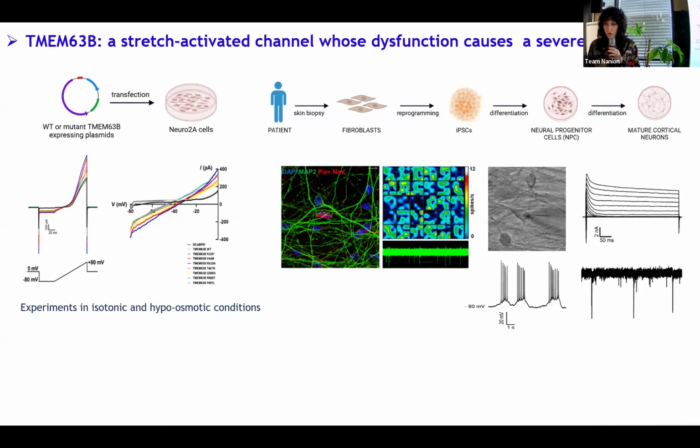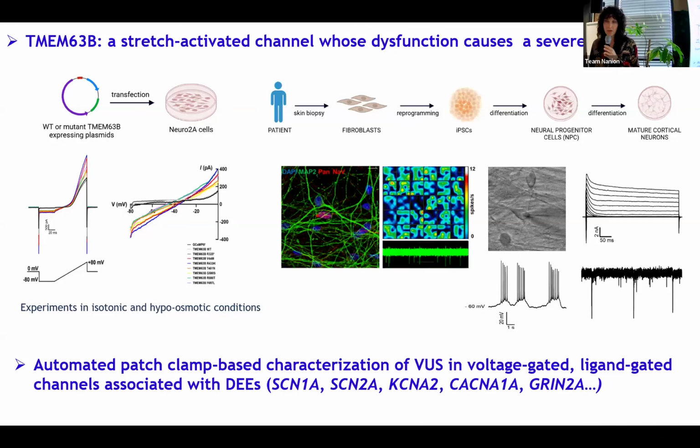I also show new data on patient-derived cells, where neurons have been studied by patch clamp and MEA recordings. There is also a new topic, where the Patchliner would be used to characterize the gain or loss of function effect of variants in ion channel genes. These are just some genes that we found mutated in the patients.